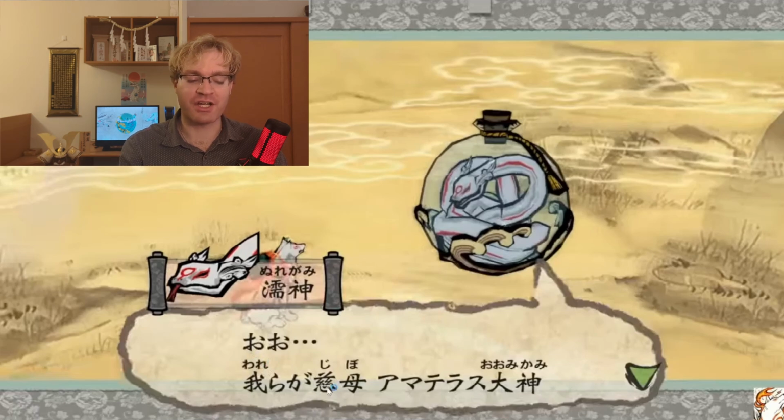Jibo right here is a Chinese loan word of two kanji. Ji right here meaning compassionate, and bo meaning mother. So our compassionate mother. Warera ga jibo, our compassionate mother. Amaterasu o Mikami, okay? Amaterasu is the name of the main character of this game, if you're not aware, which I'm assuming most of you are.